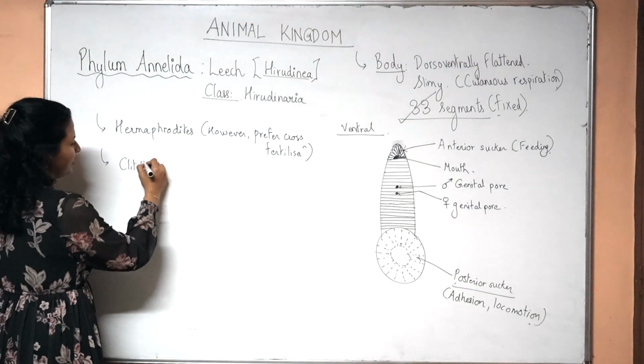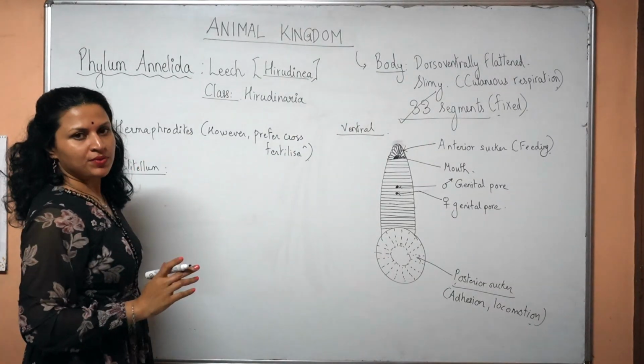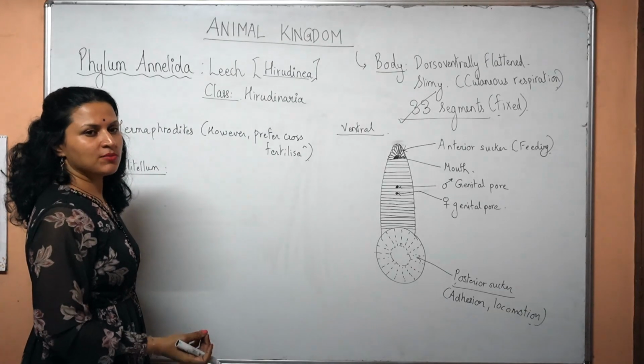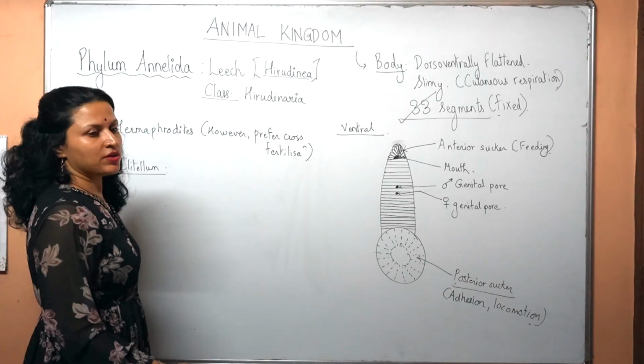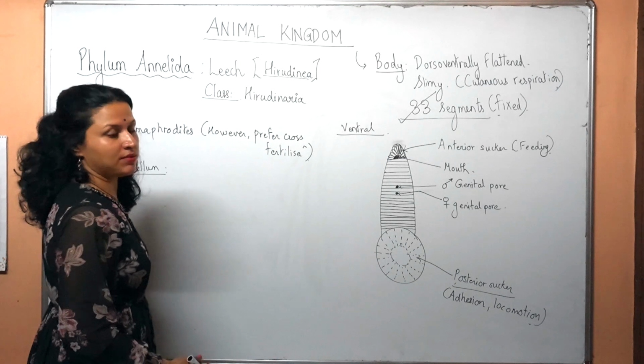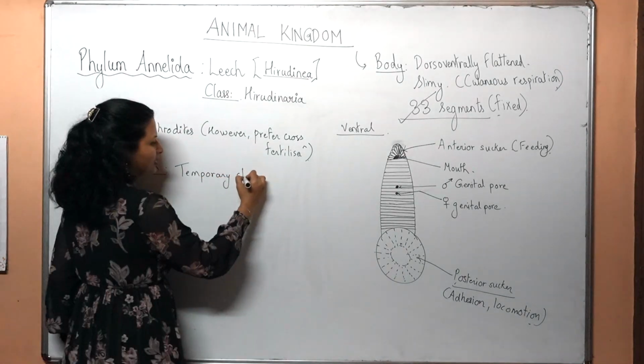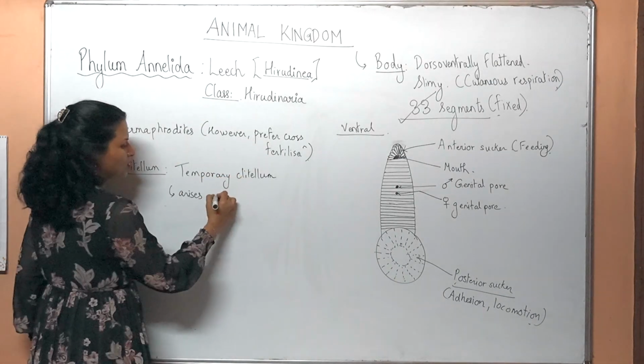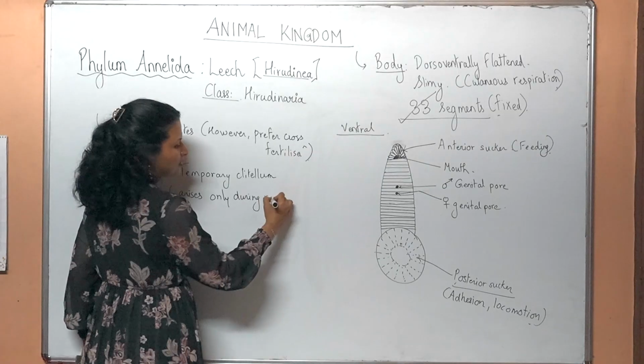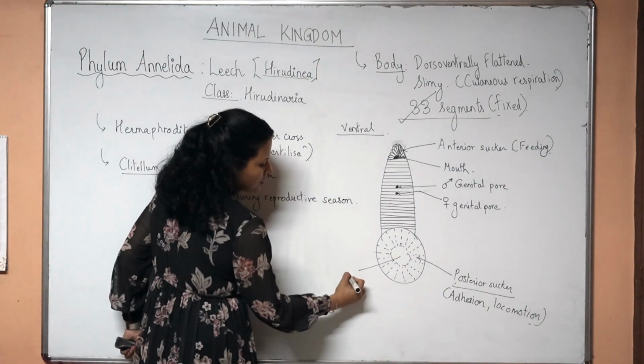Clitellum. Where is the clitellum? Clitellum is not generally present. It will arise at the time of reproduction only. It's said to be a temporary clitellum. Temporary clitellum arises only during a reproductive season. This part is the anus.